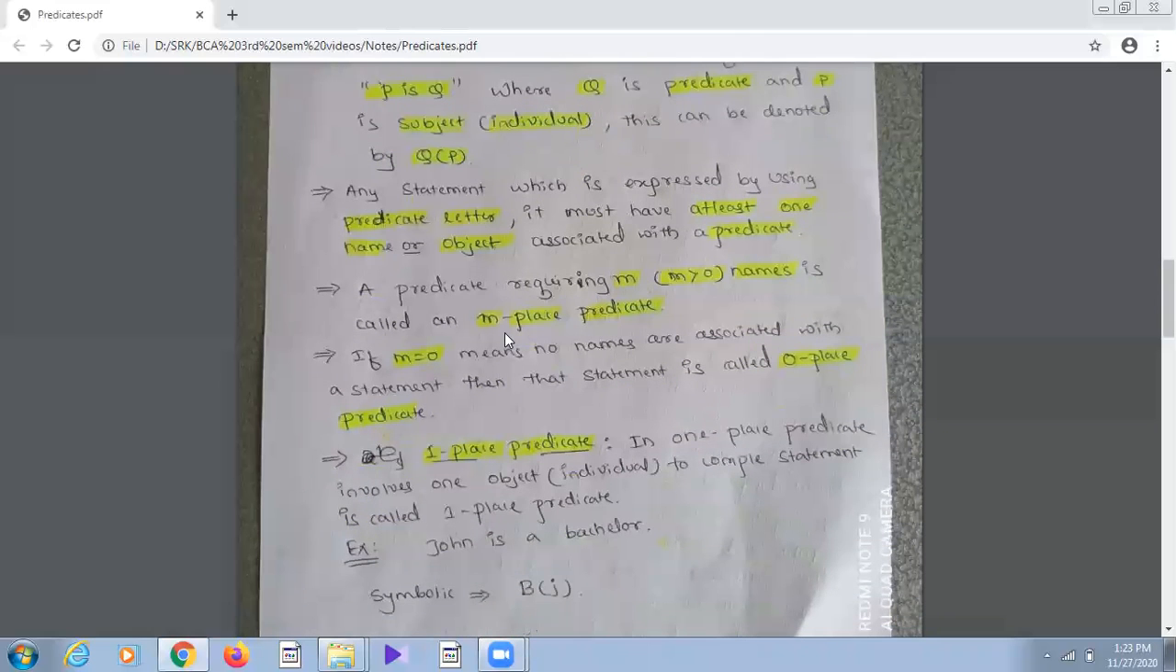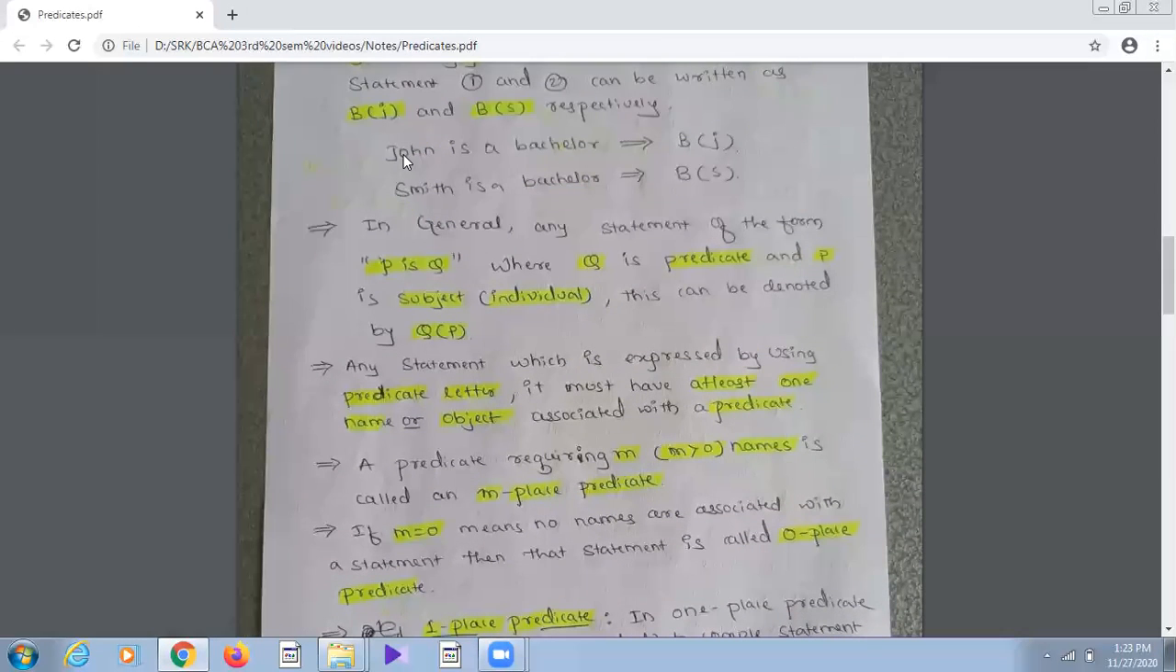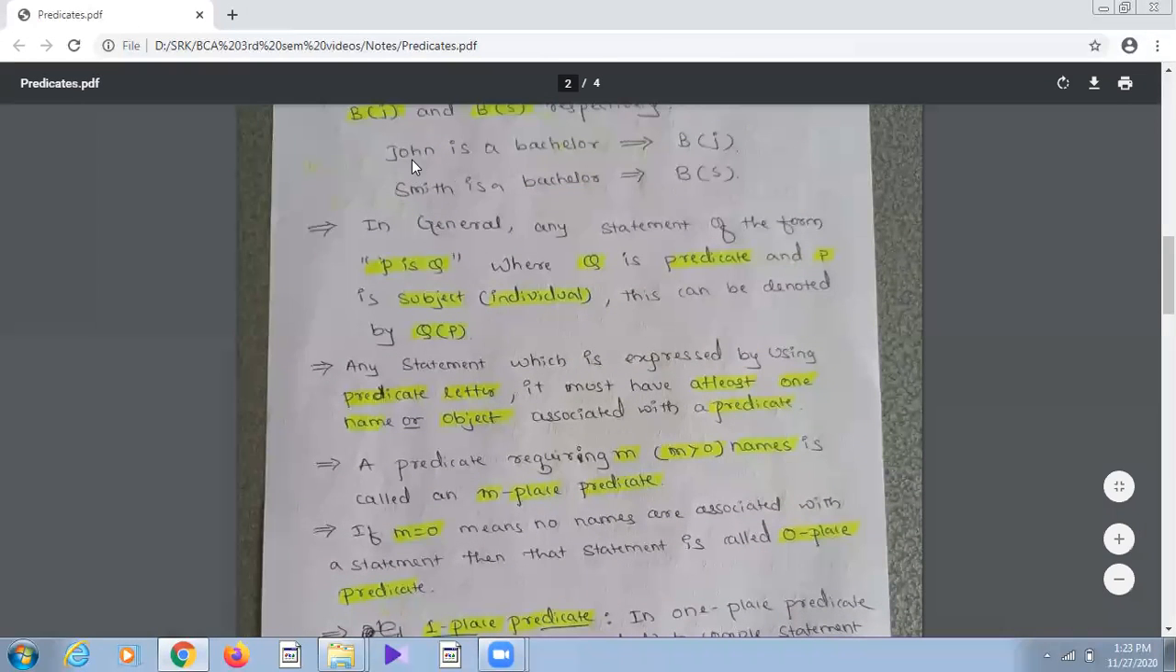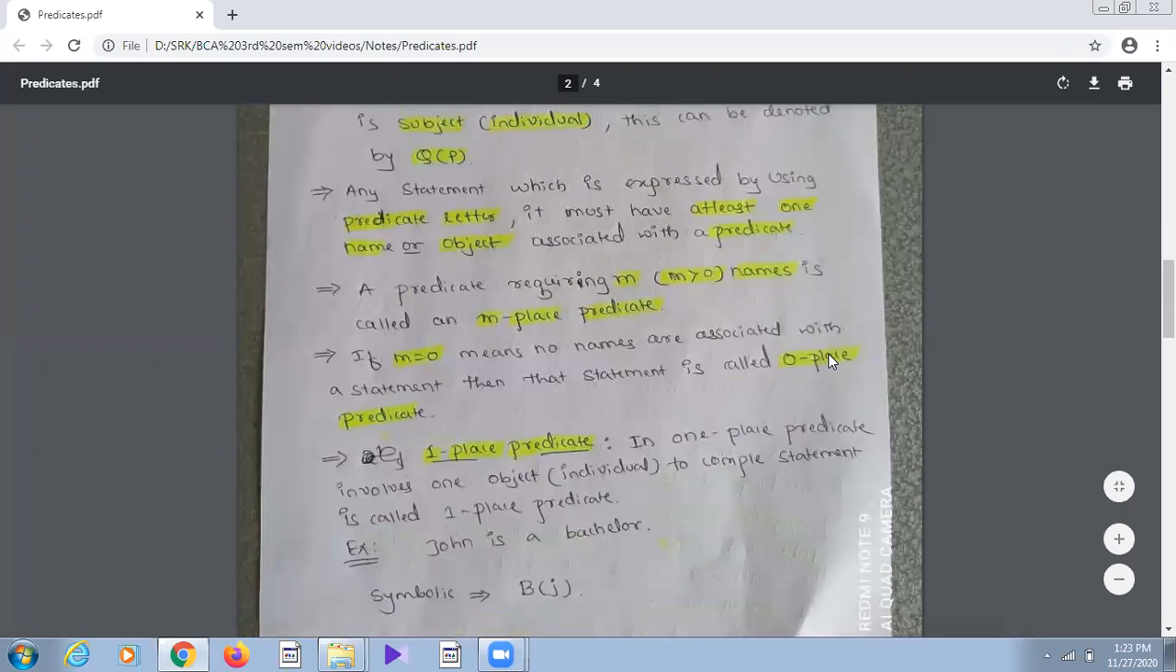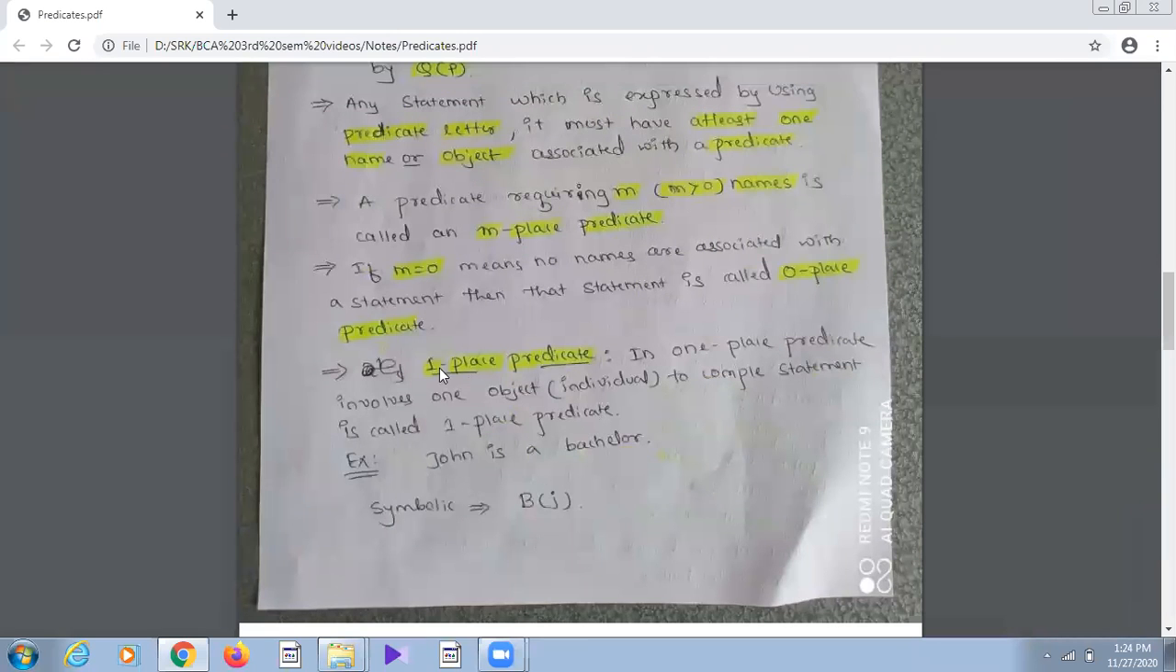So an m place predicate, or n place predicate, is the general form. Suppose a primary statement does not have any individual name or object name, that is a zero place predicate. If a primary statement has one individual name or one object, that is a one place predicate.